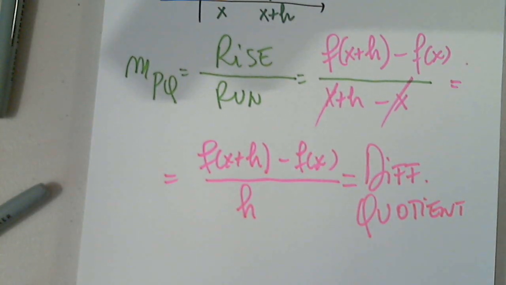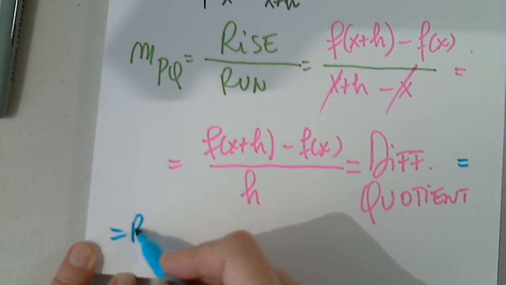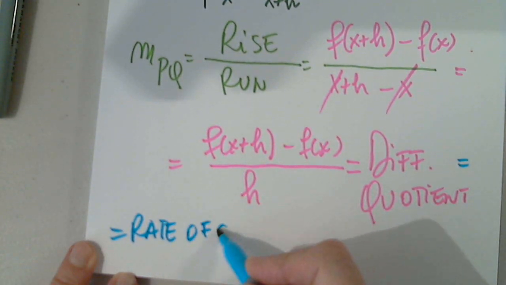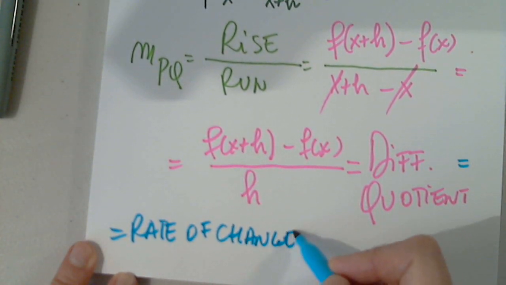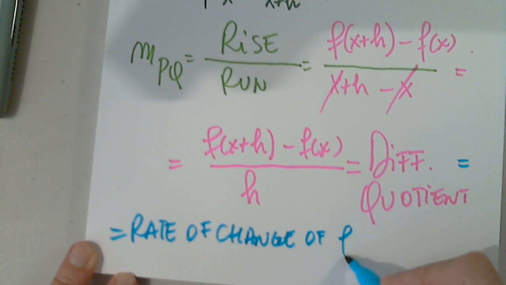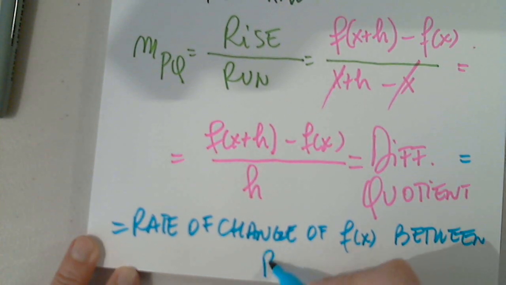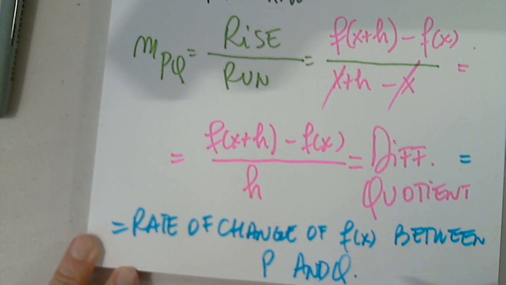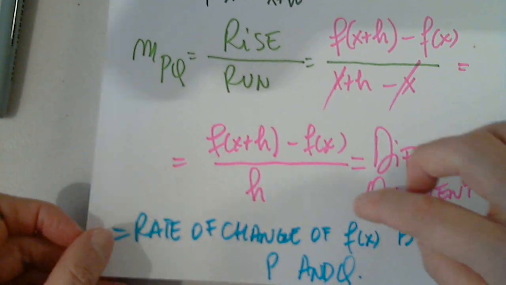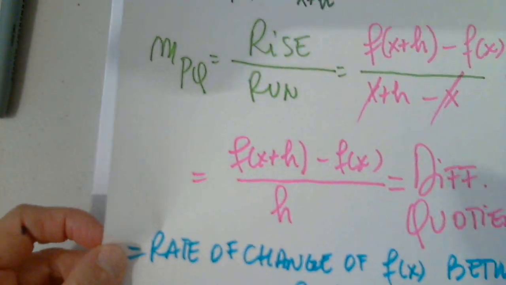What is its meaning? It is interesting, but what does it mean? What are you telling me? Okay, here's what I'm telling you. This is the rate of change of the function f of x between P and Q. You do not have to memorize this. This will be given to you in all tests and the final exam, etc.